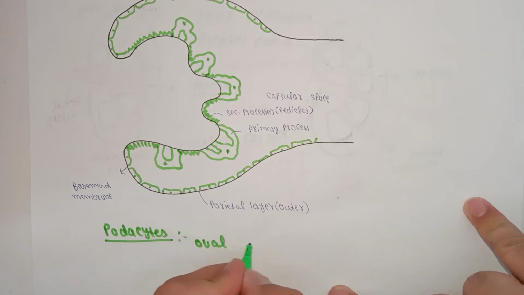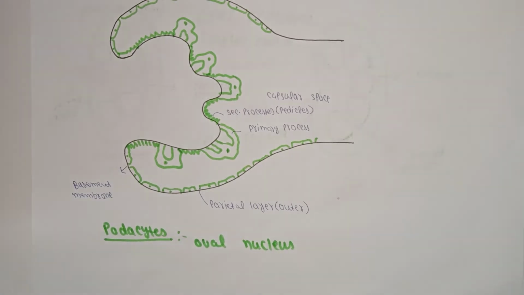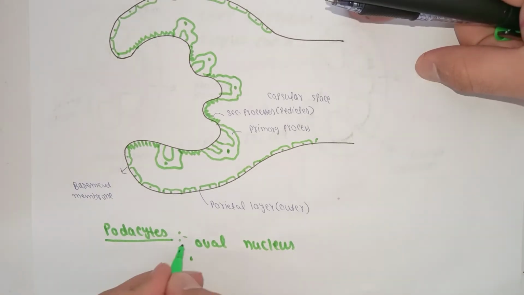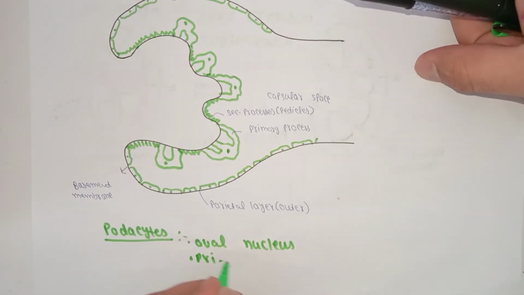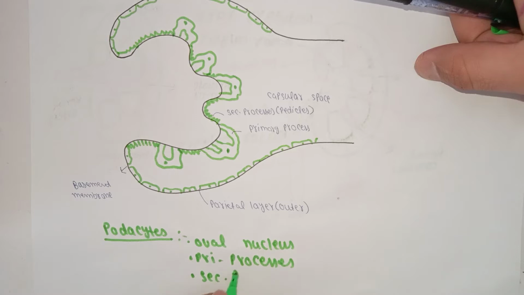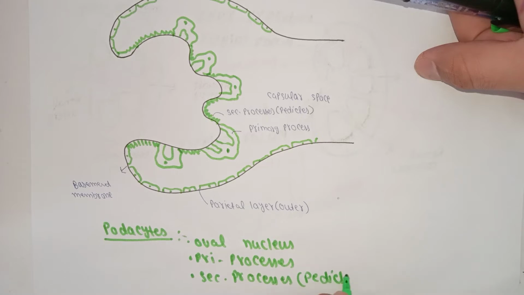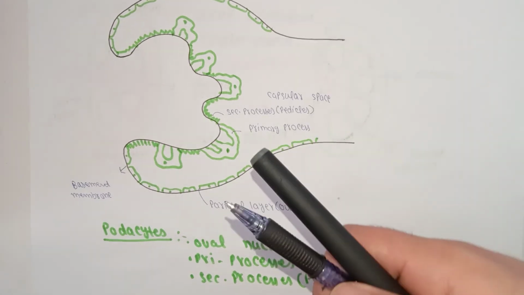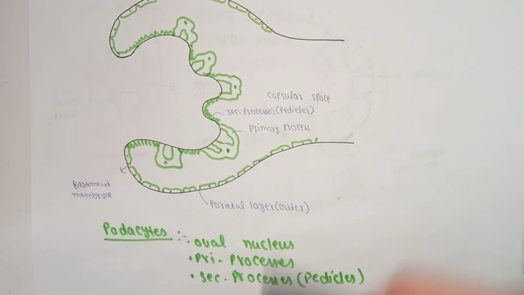An oval nucleus is present in podocytes. They also have primary processes, and they also have secondary processes, which are called pedicels. So these are the podocytes, and these form the visceral layer.